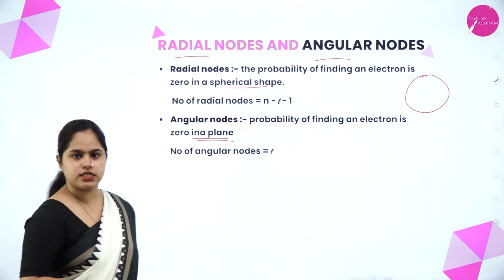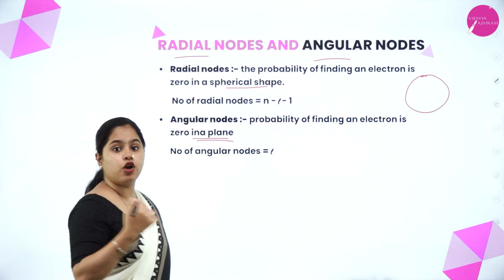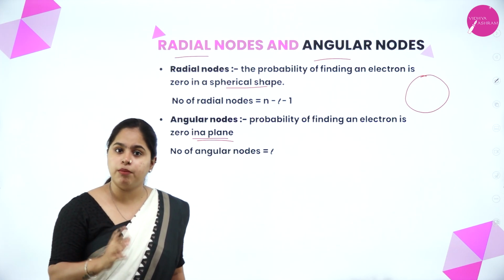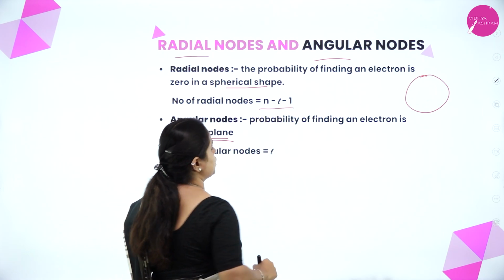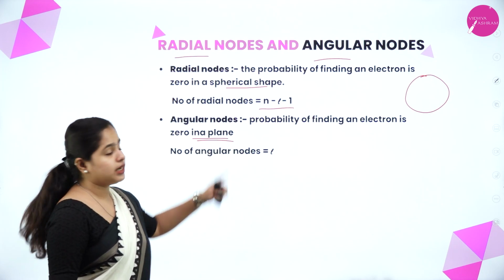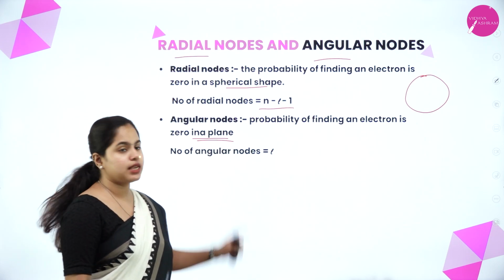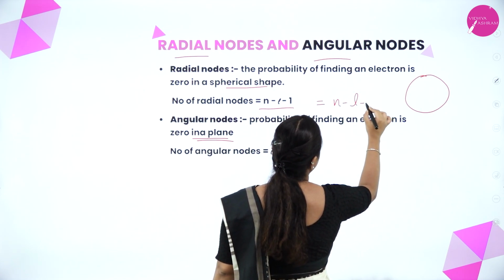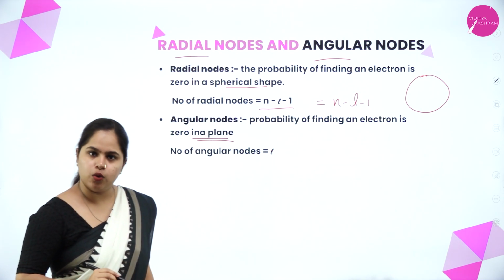So I hope the difference is clear. So how can you find the number of radial nodes? In an orbital, how can you find out the number of radial nodes? It is using the equation n minus L minus 1. So what is n? Principal quantum number. What is L? Azimuthal quantum number. So the number of radial nodes will be n minus L minus 1. I hope it is clear.